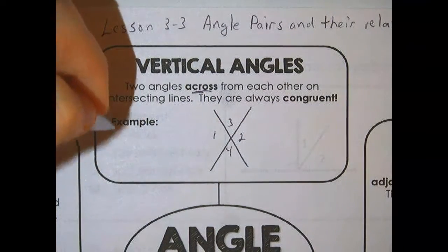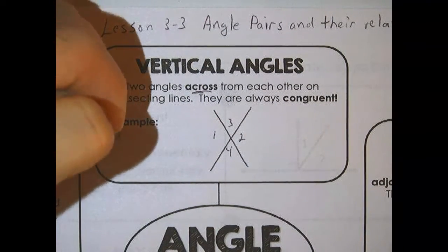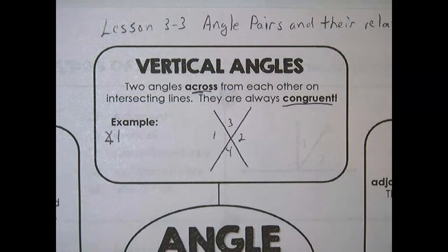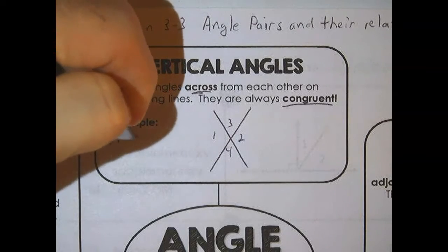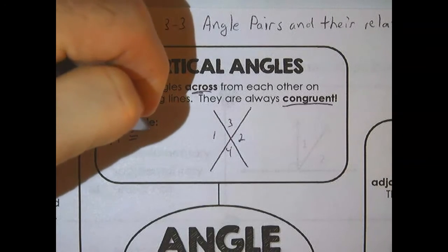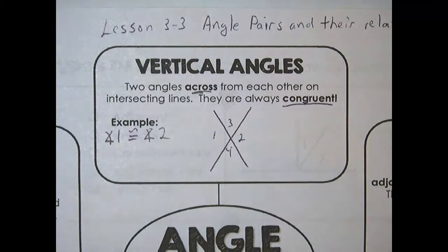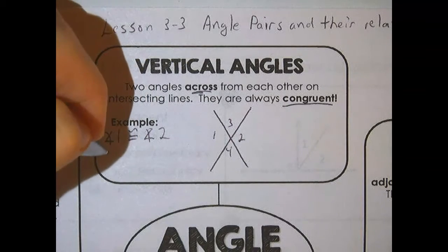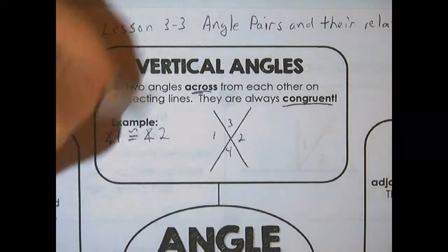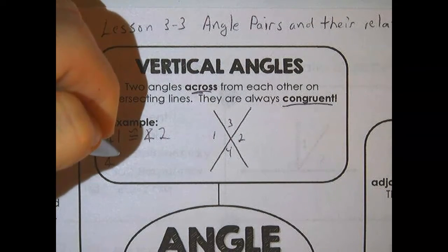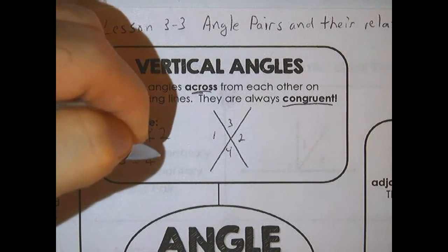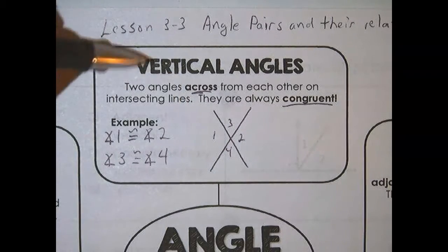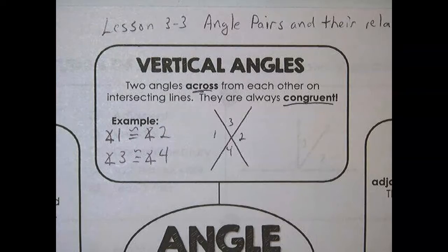So angles 1 and 2. Now, one thing very important about vertical angles, they're always congruent. So I'm going to say not only are angles 1 and 2 vertical angles, but that makes them congruent to each other. In other words, they have the same measure. And then also angles 3 and 4 are congruent to each other because they're vertical angles. Okay, so there it is. Vertical angles across from each other.